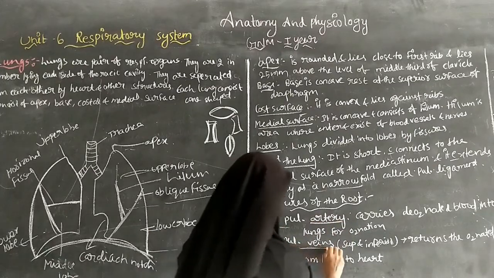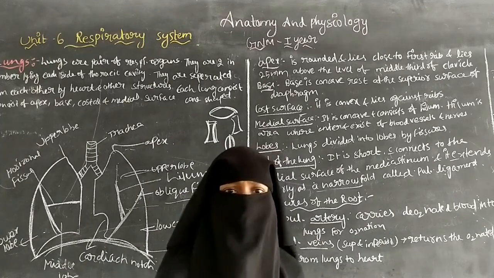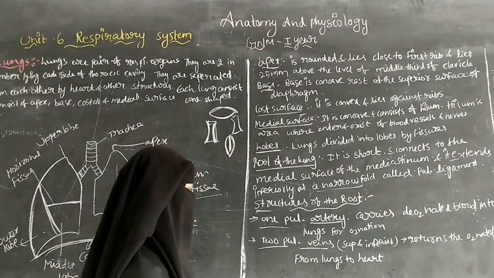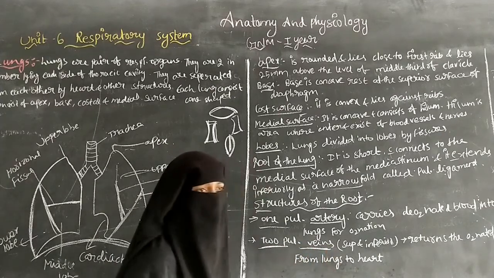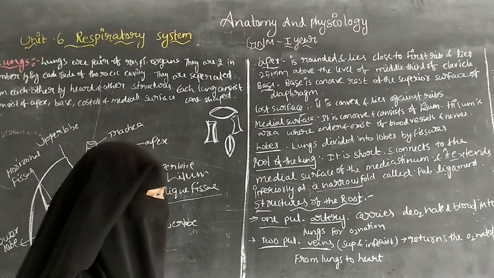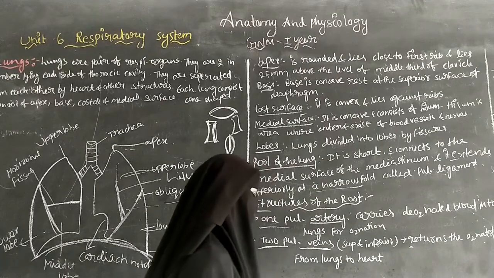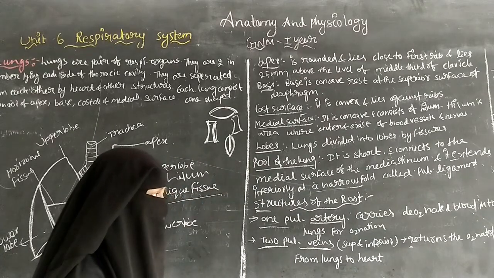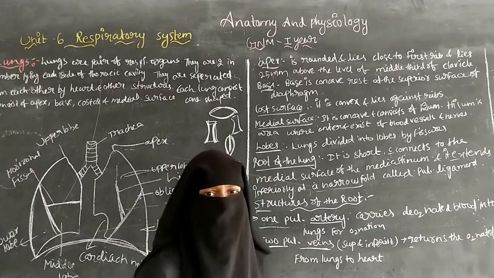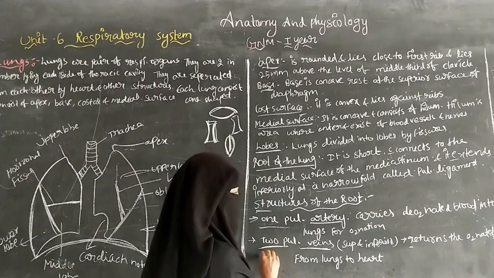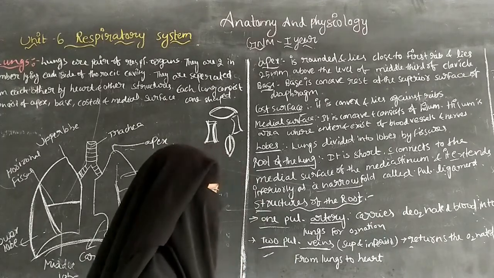Next is two pulmonary veins. The pulmonary veins include the superior and the inferior pulmonary veins. The veins help in returning the oxygenated blood from the lungs to the heart.